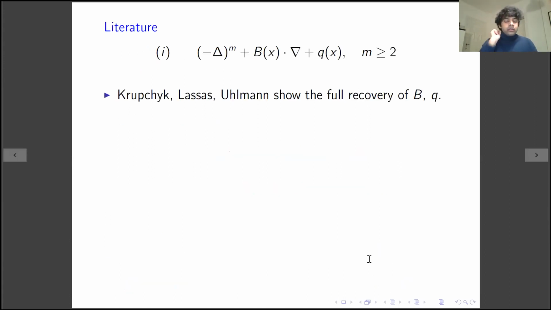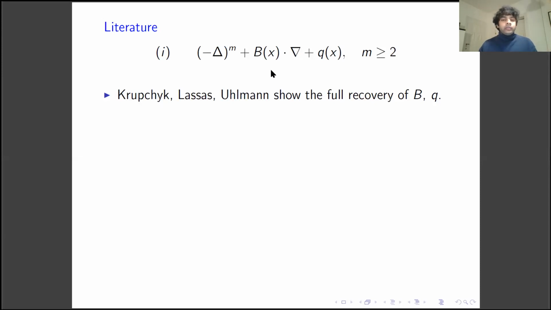So let's talk about what we know so far, going back to the literature. This is a polyharmonic operator: minus Laplacian to the power m plus B dot grad plus Q. Here you see that you have only zeroth order and first order perturbation. You don't have any higher order perturbation terms. It's been known due to the result of Krupchik, Lassas, and Uhlmann that you can uniquely recover B and Q, the zeroth order and the first order.